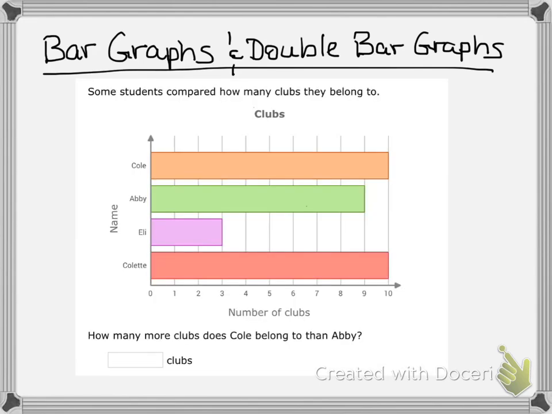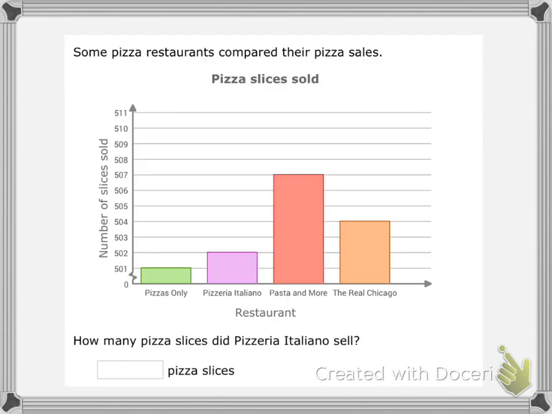Okay, so our question is, how many more clubs does Cole belong to than Abby? We're going to take a look at the orange bar here, and the orange bar ends at 10. And we want to compare with Abby here. Her bar, the green bar, ends at 9. That looks like a 19, but it should be a 9 there. So how many more clubs? Cole belongs to one more club compared to Abby. All right, on to the next question.